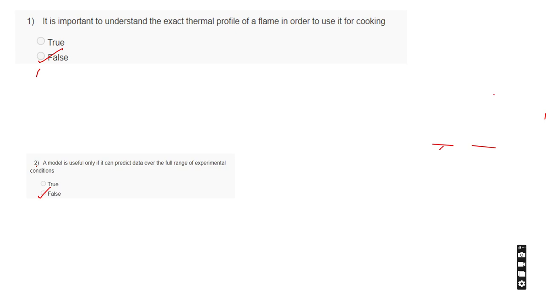So typically the inner part of the flame is needed for cooking. Just imagine a normal household lady, for example my mother or whoever it is. For cooking, do we need to really know the thermal profile of the flame? We should know, no, ma'am. It's only asking about cooking. It's not about any experiment or anything else. It's just for cooking they were asking.